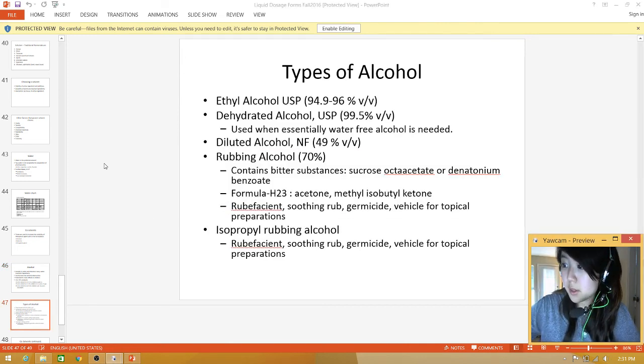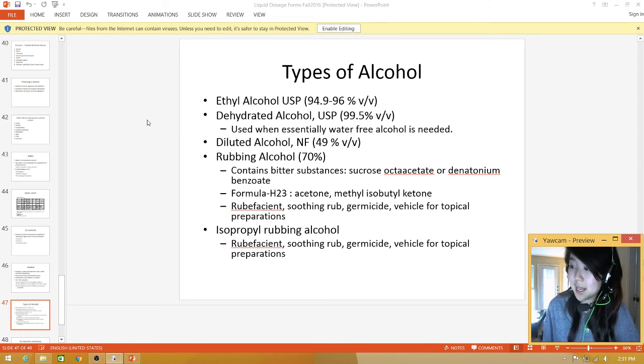So types of alcohol. Ethyl alcohol is going to be 95 to 96% alcohol. Dehydrated alcohol is 99.5% alcohol and is used when water-free alcohol is needed. Diluted alcohol is 50% alcohol and 50% water, and then those three alcohols are going to be used in oral solutions. So ethyl alcohol, dehydrated, and diluted alcohol will be used for oral solutions.